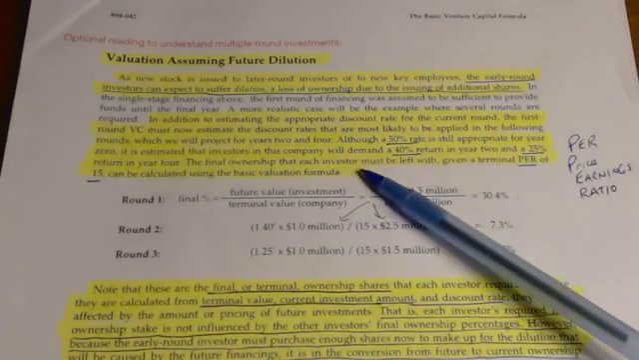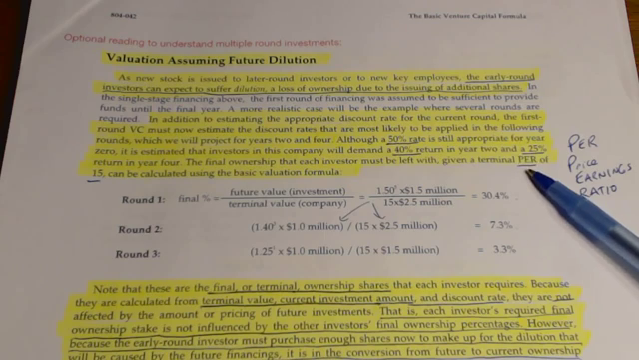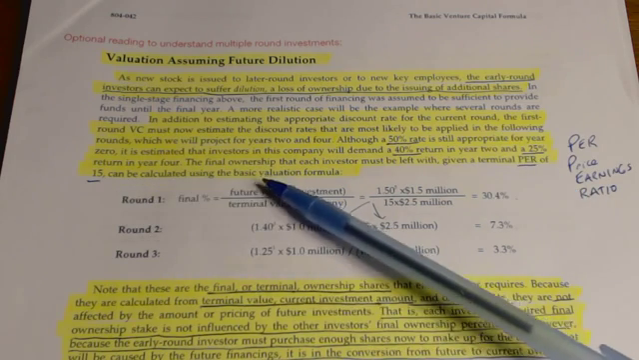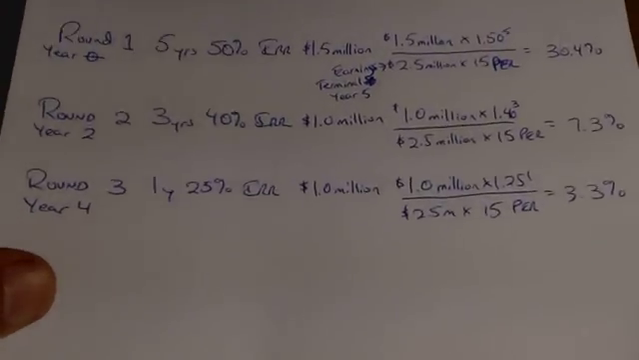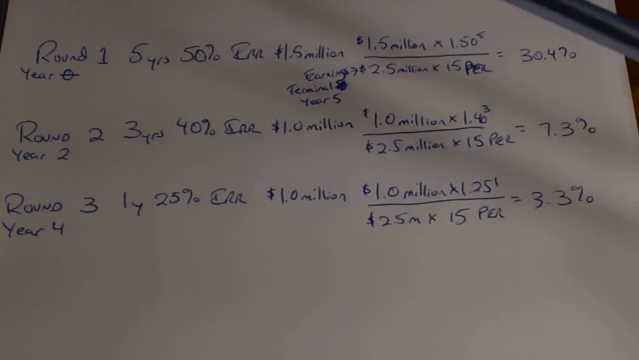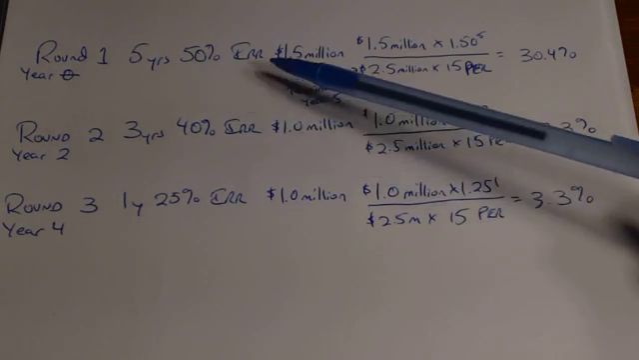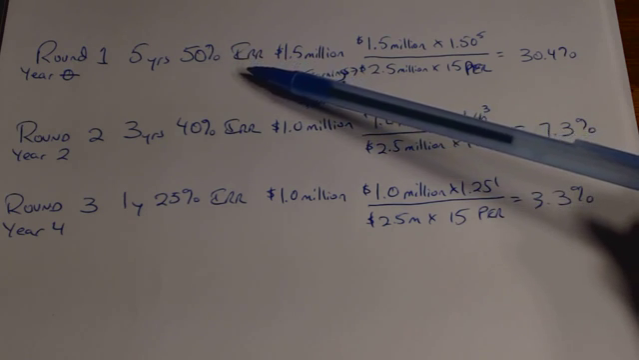The final ownership that each investor must be left with, given a terminal price earnings ratio (PER) of 15, can be calculated using basic valuation formulas. So I just did a brief summary of what we just talked about. Round one, the guy was going to invest for 5 years with a 50% internal rate of return is what he was requiring.